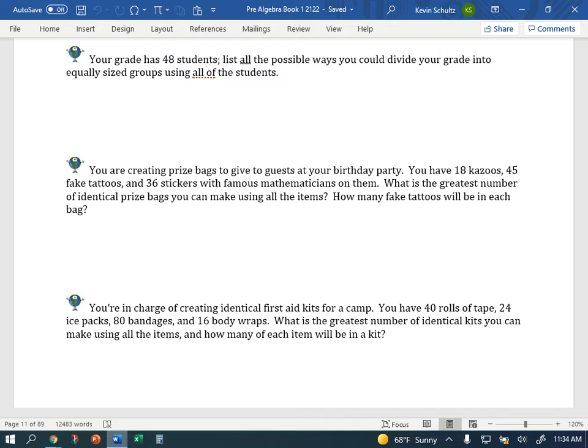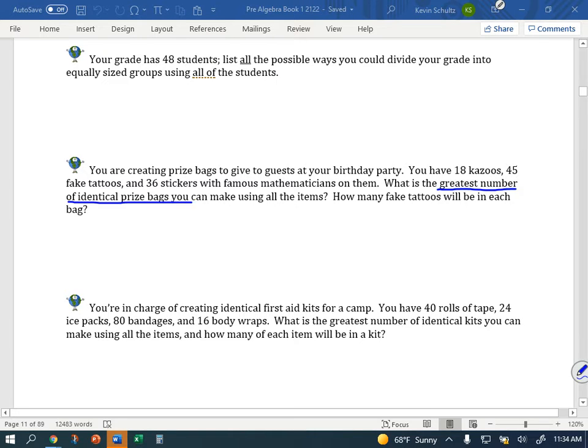Why would it be important here to want to make identical prize bags for a birthday party? Camille? Well, if they weren't identical, then kids would get really mad. Yeah, what if nobody got any stickers of famous mathematicians? They'd be really upset. You don't want people crying at your party, right? You want to make sure that everyone gets the same thing.